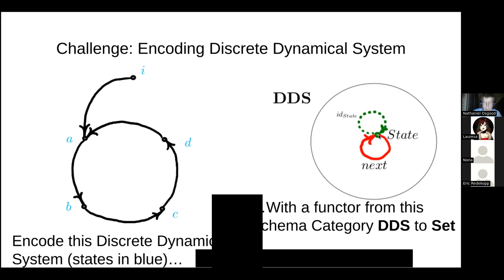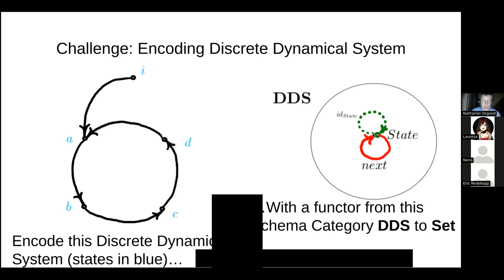What would state map to? The states are in blue here. What particular set would state map to? If these are the states I, A, B, C, D, what would state map to in set? What particular set in the category of sets and functions would state map to? Is it A, B, C, D, I? Yeah, A, B, C, D, I. Yep, exactly.